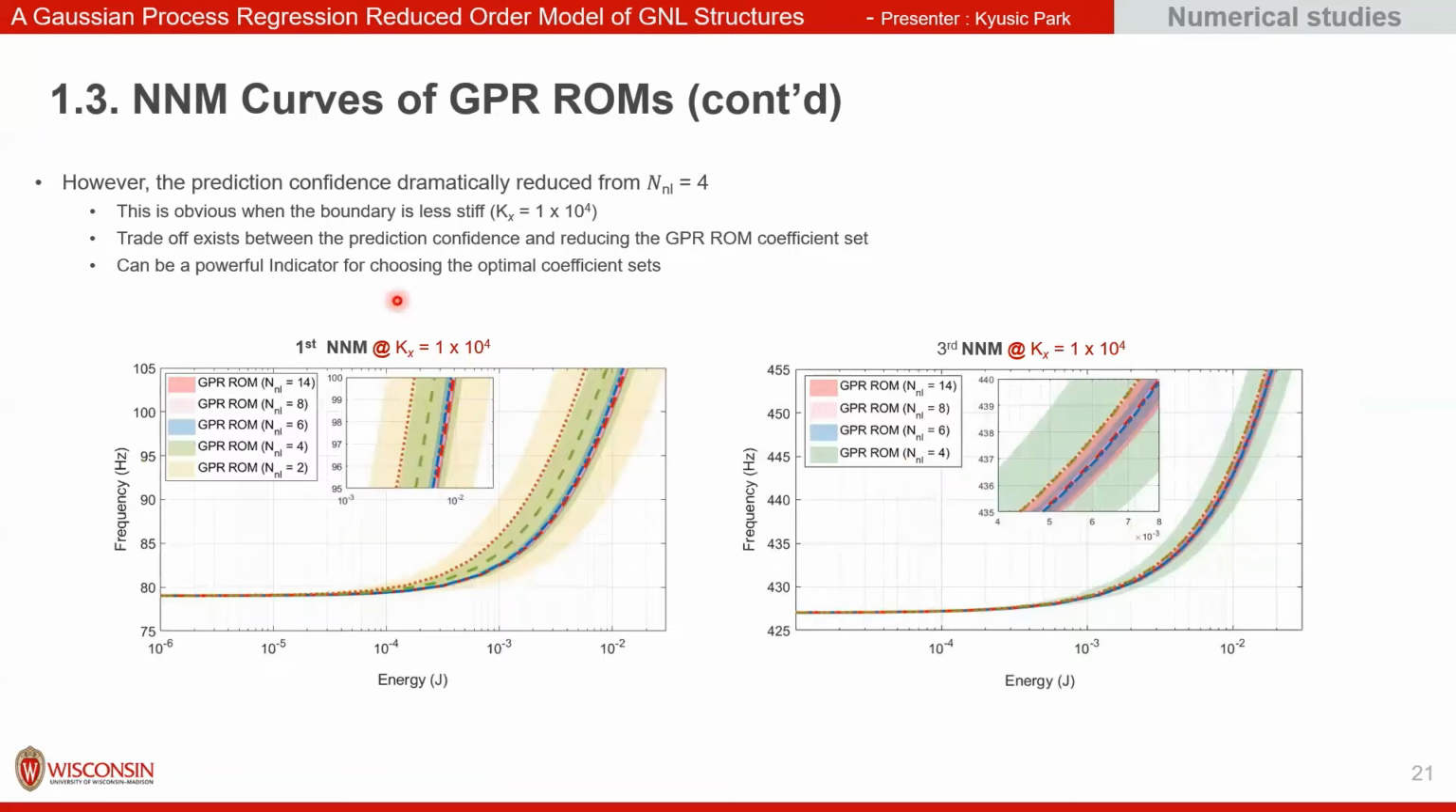We also investigated the confidence intervals of the GPR ROMs for predicting the NNM. And the plots show that the confidence intervals dramatically increased from NNL equals 4. This highlights the trade-off between having highly certain prediction and reducing the size of the ROM. It can thus serve as a powerful indicator for defining the optimal ROM coefficient set, depending on whether one is more interested in robustness versus computational efficiency in the application in question.